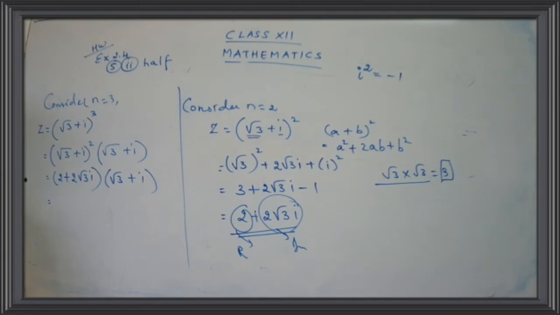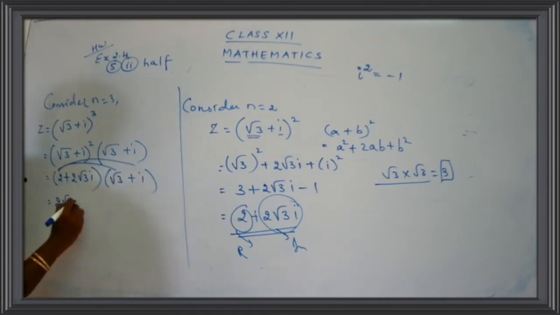Okay. I hope you have done the sum, children. Shall we check the answer? Yes, let us have a check. First of all, I am going to multiply 2 to the next bracket. So 2 into root 3, 2 root 3. Okay, done. 2 into i, 2i. Okay, so we have multiplied with 2.